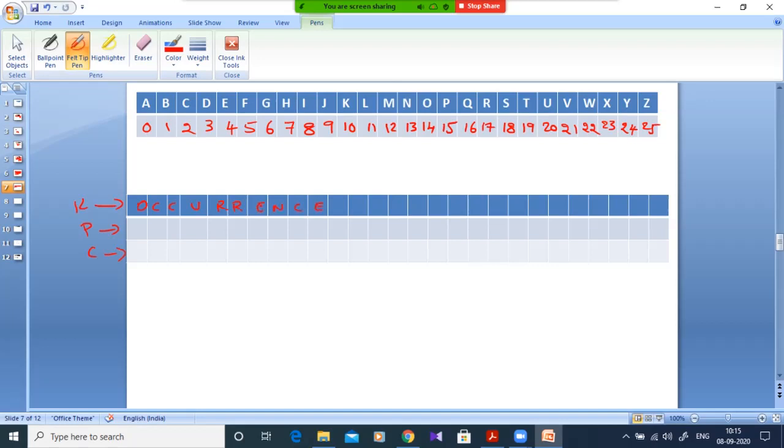So how we do this is: to get the ciphertext letter, we add the plain text alphabet number plus the key number. Then we perform the modulo operation to get the ciphertext alphabet. If the key length is small compared to the plain text, we have to repeat the key. That is how I am doing this.